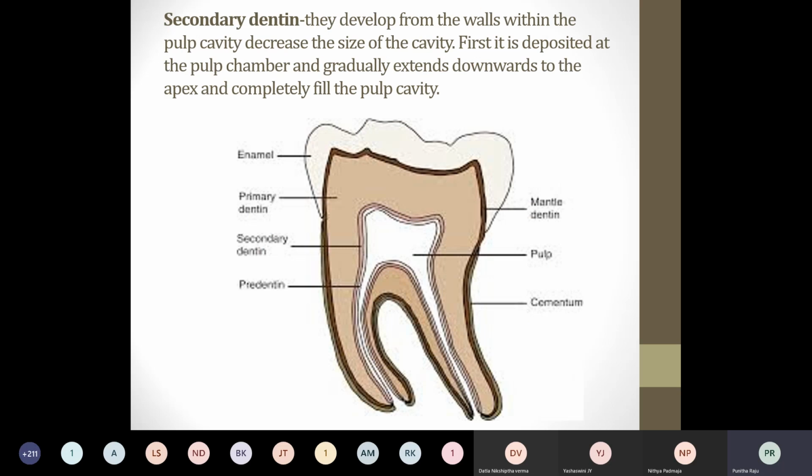The next is a secondary dentin formation. So they develop from the walls within the pulp cavity. So you can see the pulp cavity here. So normally here you can see the deposition of the secondary dentin. So once this happens, there is decrease in the size of the pulp cavity. So first it is deposited in the pulp chamber and gradually extends downwards to the apex and completely fills up the pulp cavity. So that is called a secondary dentin. Even this is a microscopic finding. You should just take the teeth, take the cross section of the teeth and see for the secondary dentin formation within the pulp cavity. Okay.